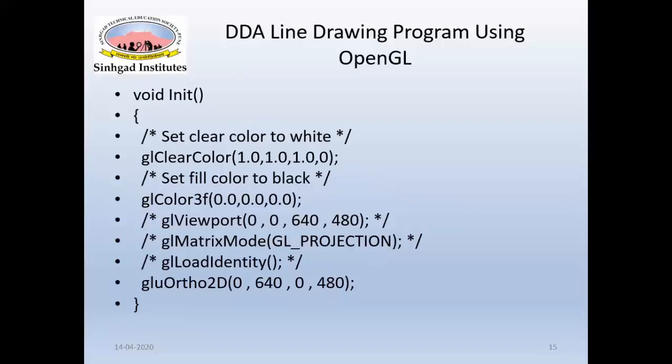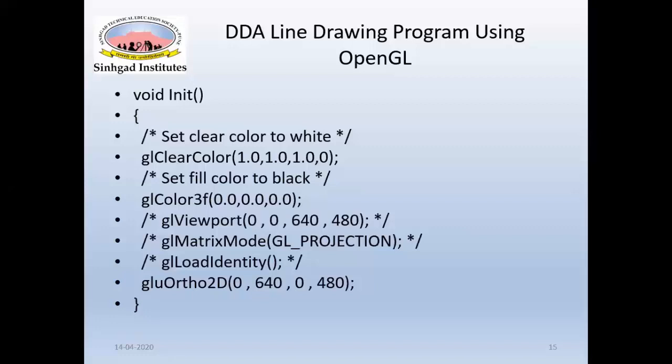Then we have some functions related to our graphics output window, that is init, which is pretty much the same as the previous function. Here we set the white background color with glClearColor 1.0, 1.0, 1.0 and alpha as 0, that is the transparency factor. Next, we set the fill color to black. The color of the objects which we are going to draw is 0.0, 0.0 and 0.0, that is RGB value set to black.